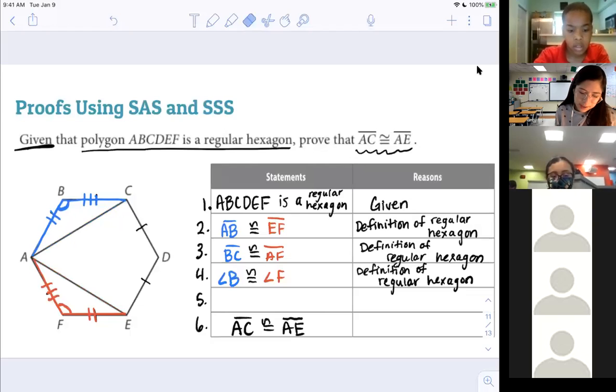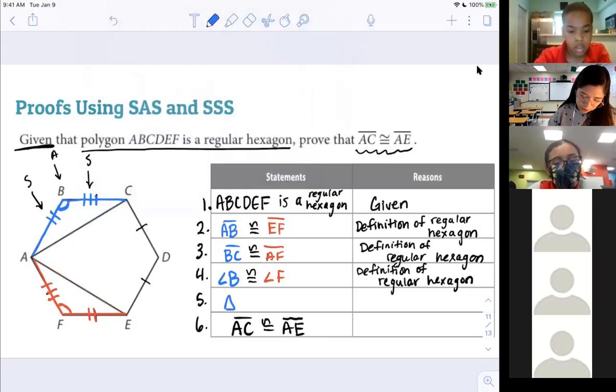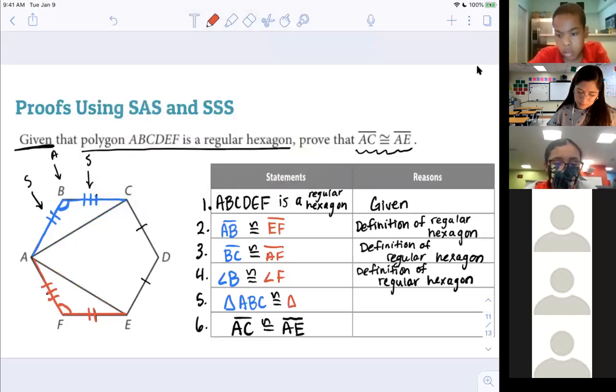SAS. Good. I have S, I have A, and I have S. I have SAS. So now I can say that the two triangles, triangle ABC is congruent to triangle EFA. Good. And the reason is I used the SAS congruence theorem.